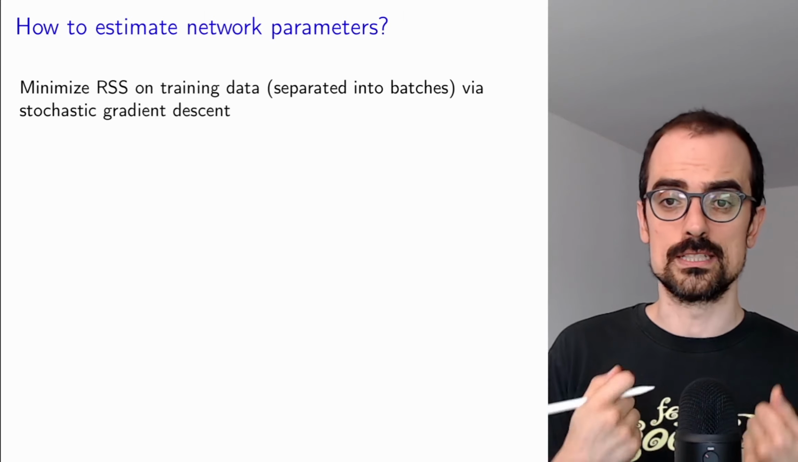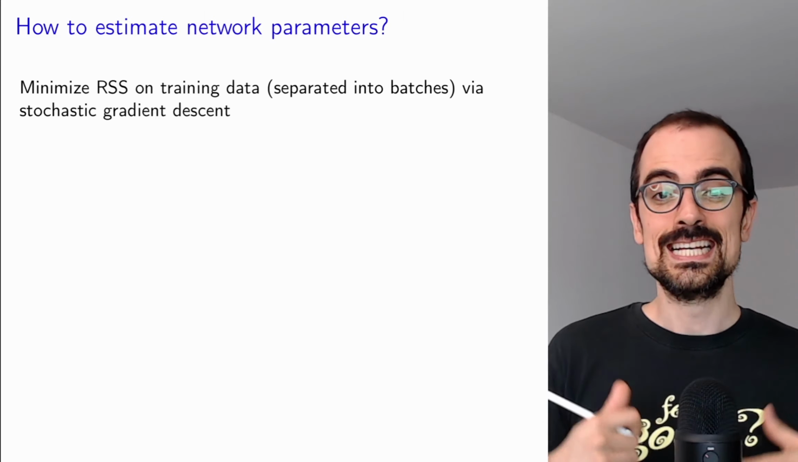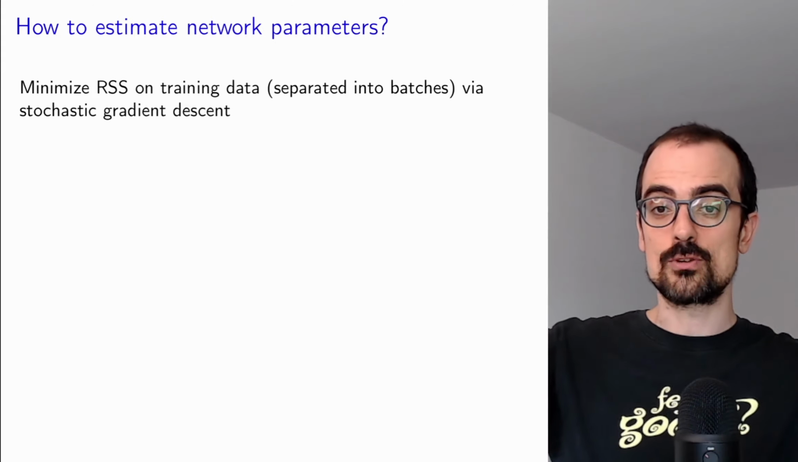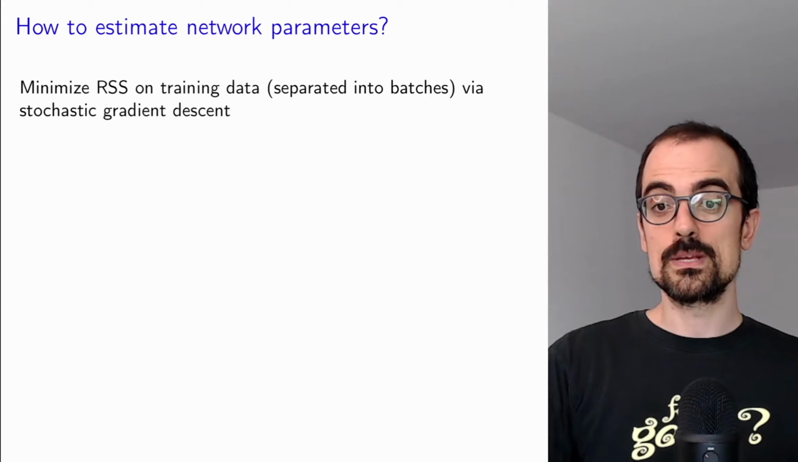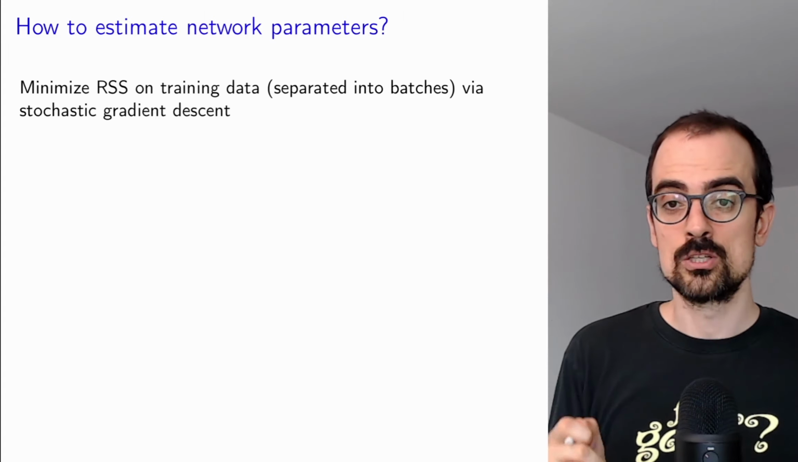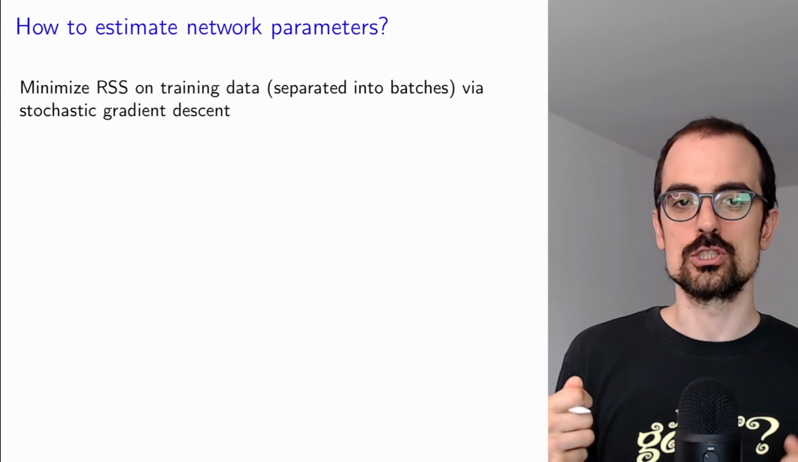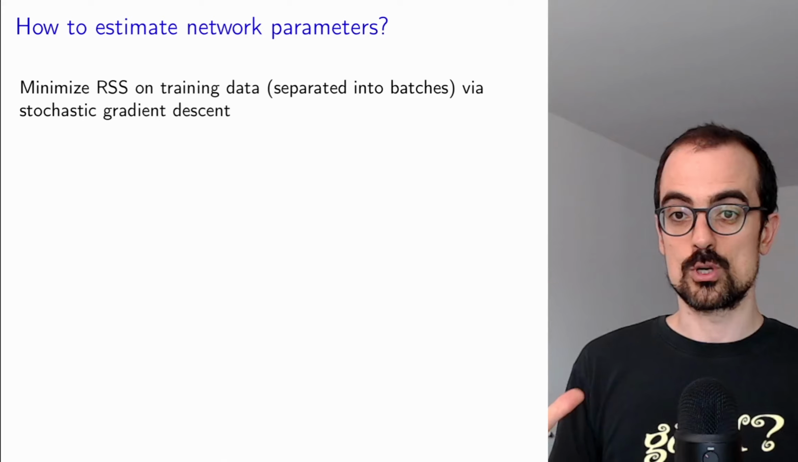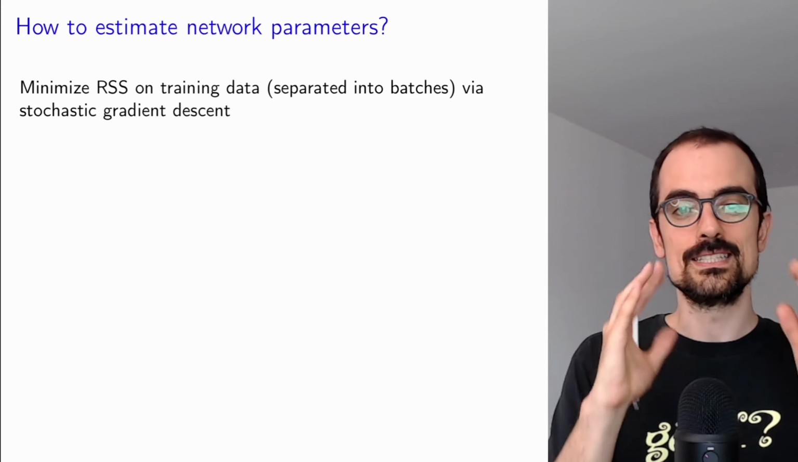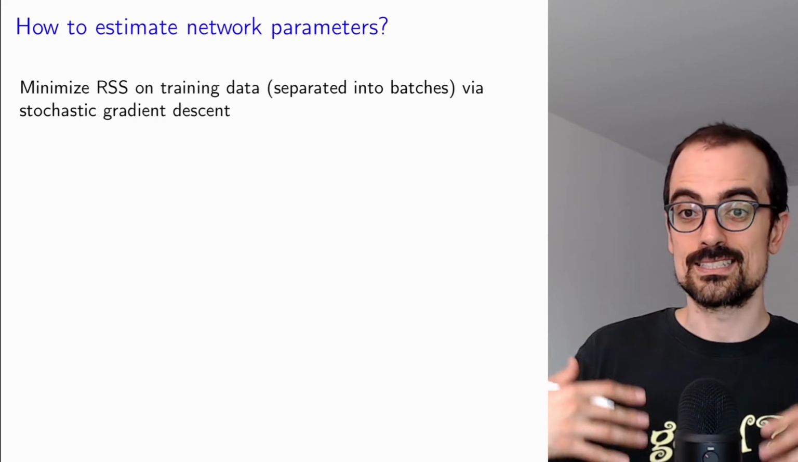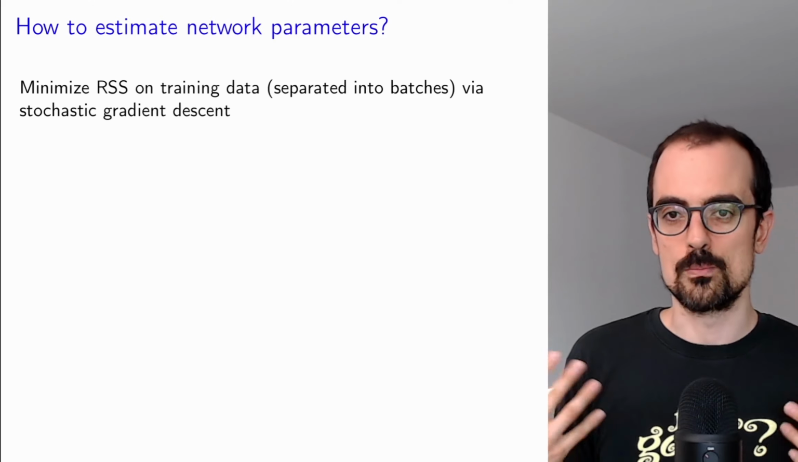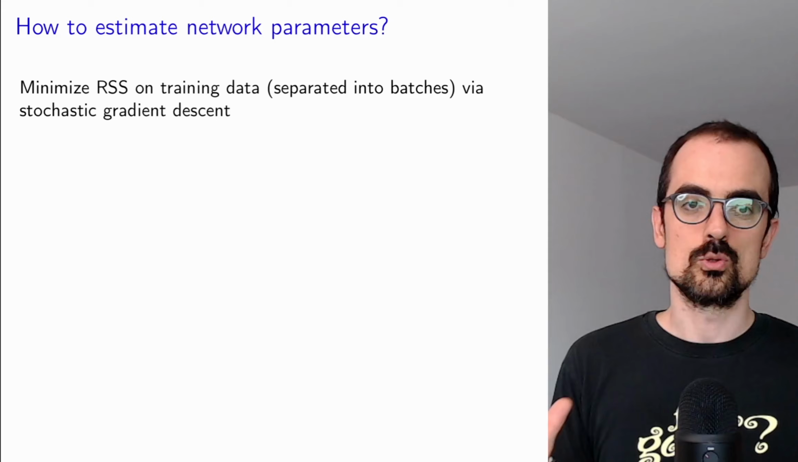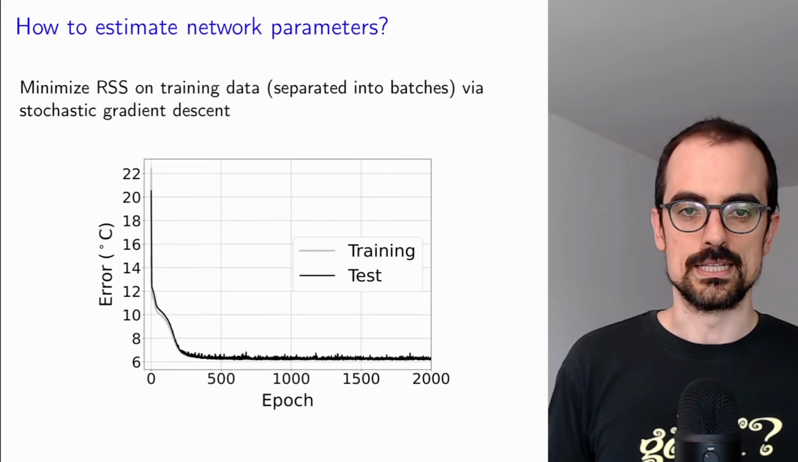And we minimize it on the training data, typically by separating the training data into batches and performing gradient descent with respect to the coefficients on each batch. This is called stochastic gradient descent because it's a stochastic approximation of the residual sum of squares over the whole data set. And this is done because usually the data sets are very large, and it would be too computationally expensive to do this on the whole training data.